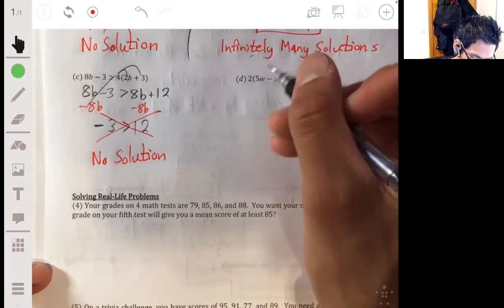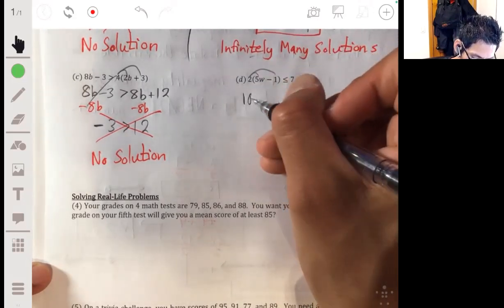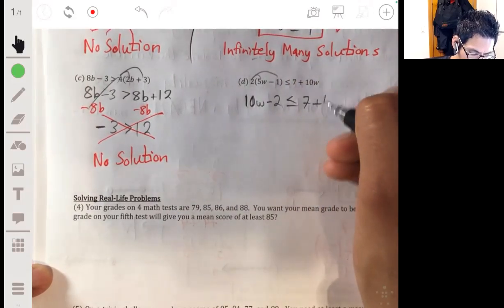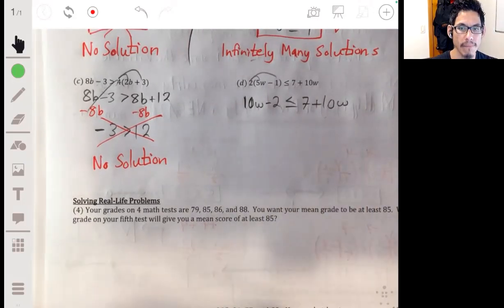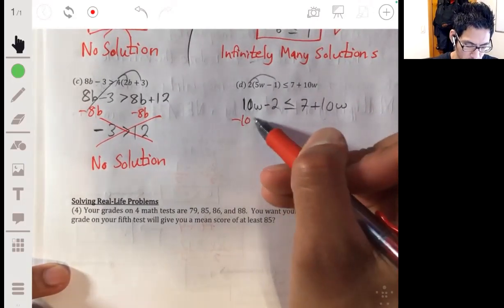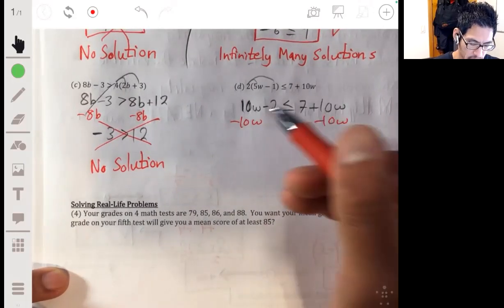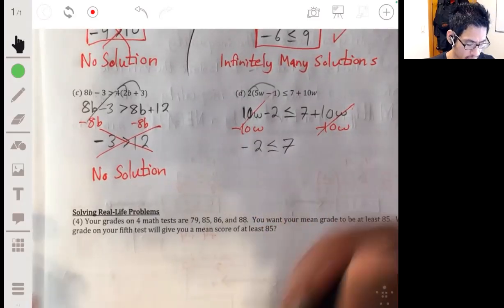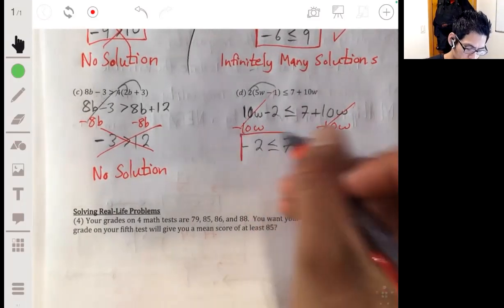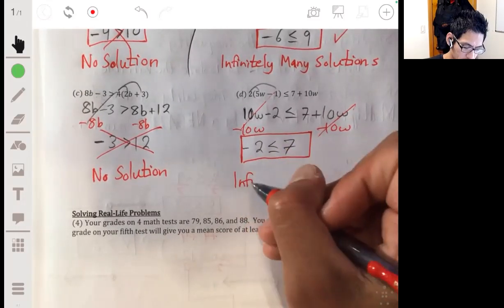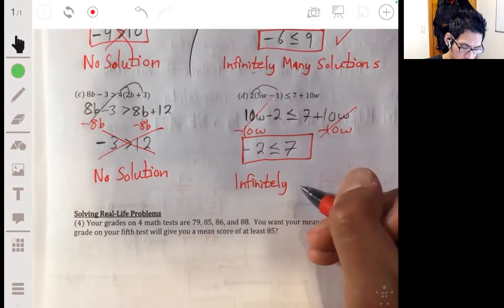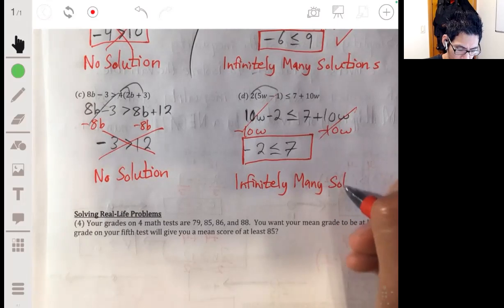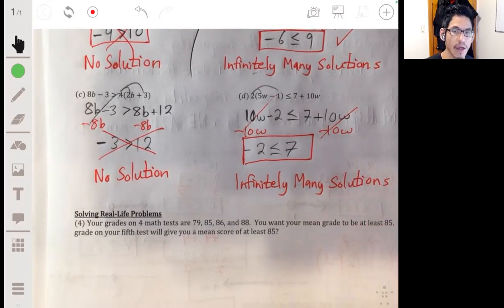And problem D. Distribute the 2, so we get 10w minus 2 is less than or equal to 7 plus 10w. Take away the 10w from each side, and we get -2 is less than or equal to 7, which is true. So that means there are infinitely many solutions. Any number for w will work. Any real number, I guess that is.